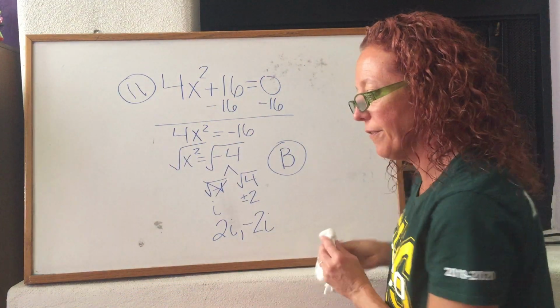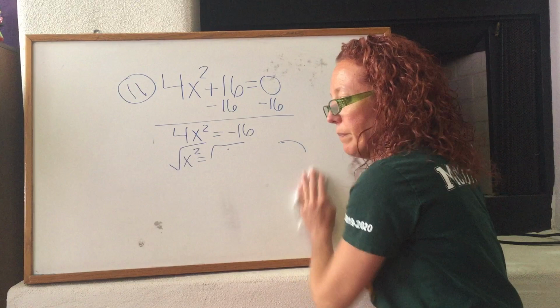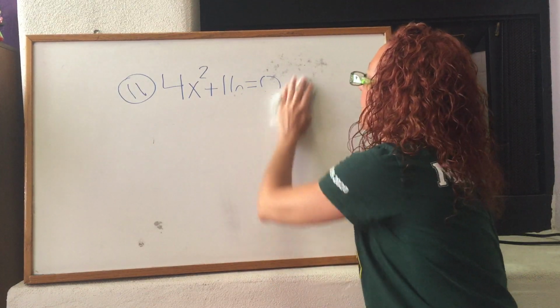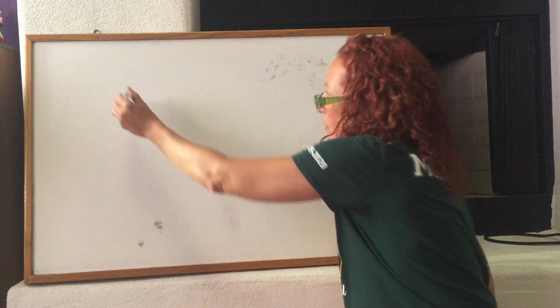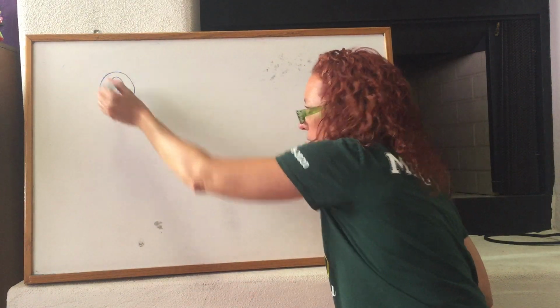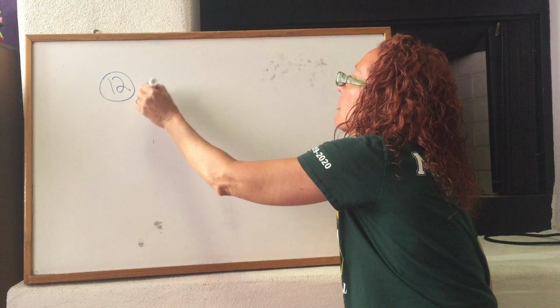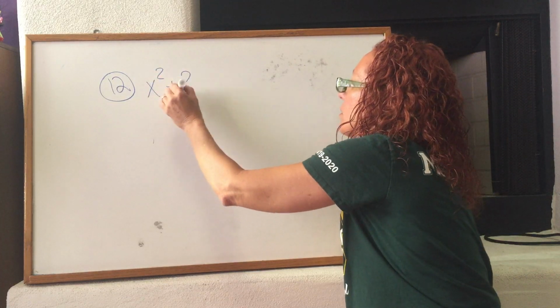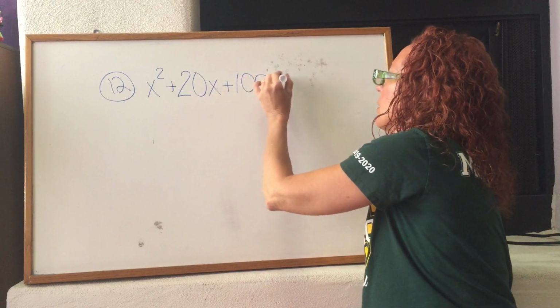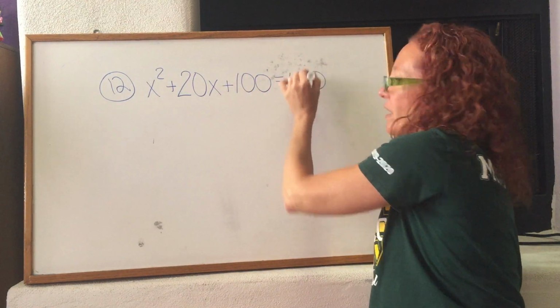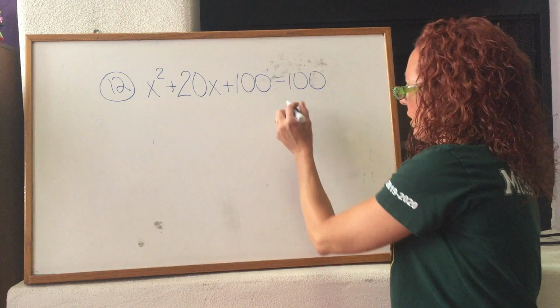Number 12. 12 looks like it would be kind of tricky. I think those hundreds at first glance are going to drop out. Let's see what happens. x squared plus 20x plus 100 equals 100. Did I get that right? Yeah, so these are going to drop out.